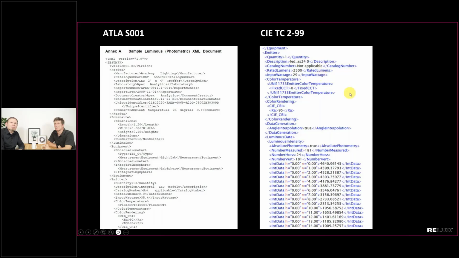And what we see here on the right side is the CIE TC299. This is in Division 2, a CIE expert working group. This group is creating a new XML-based file format for photometrics. At the moment, it has been active for a couple of months. There's also a draft already, but it's not public.